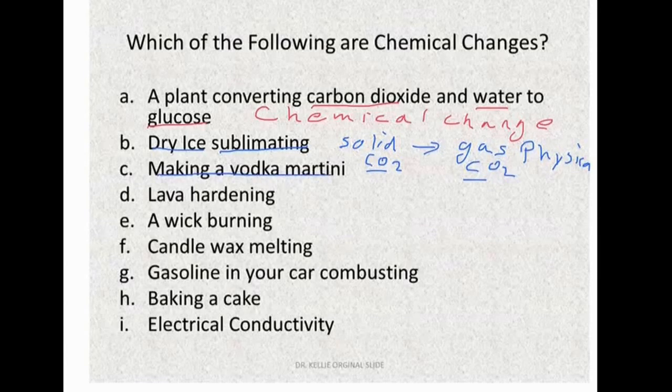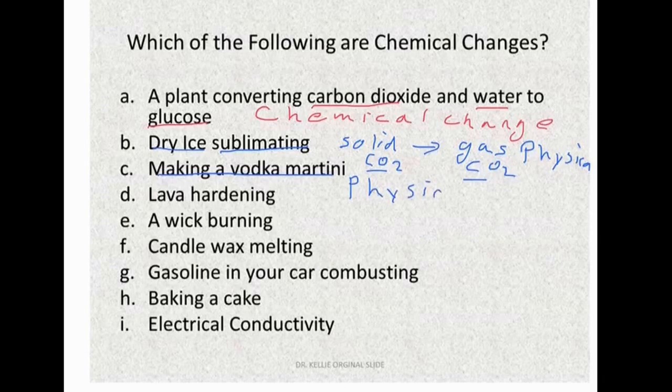Making a vodka martini. When you make a vodka martini, shaken of course, not stirred, you're mixing ethanol and water together. Ethanol is the fancy name for drinking alcohol. Is the drinking alcohol still present after you mix it with the water? Yeah, it is, right? Otherwise it would defeat the purpose of making the martini. Therefore, mixing two things is a physical change.